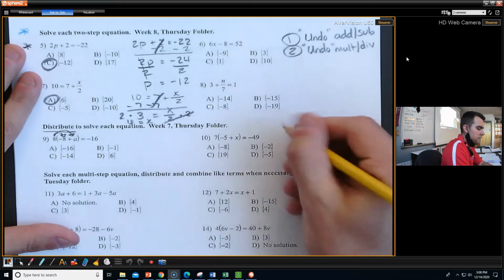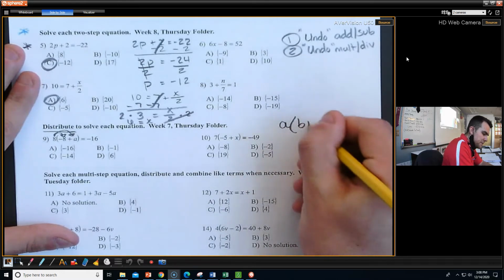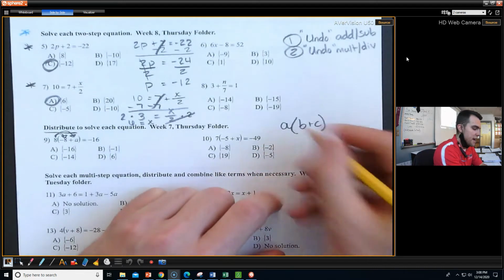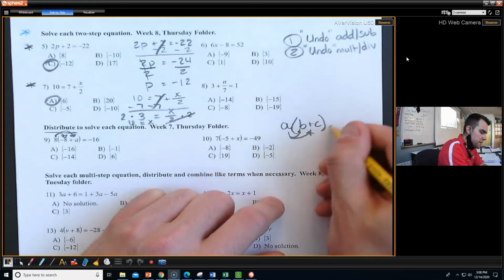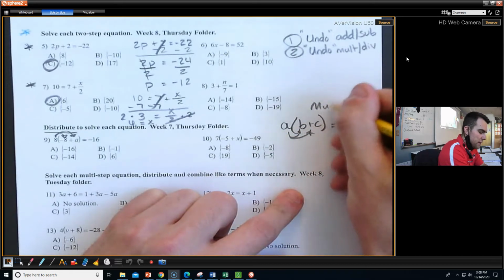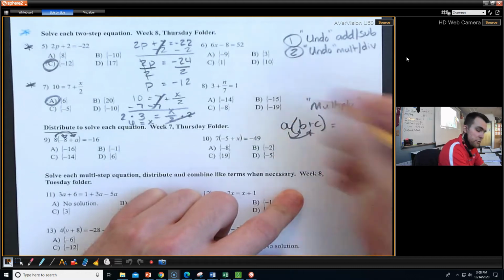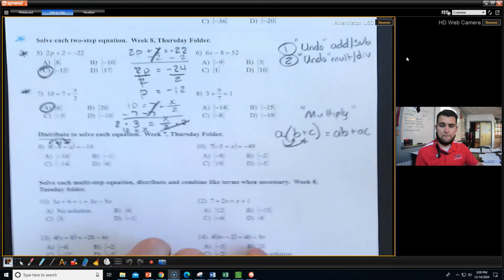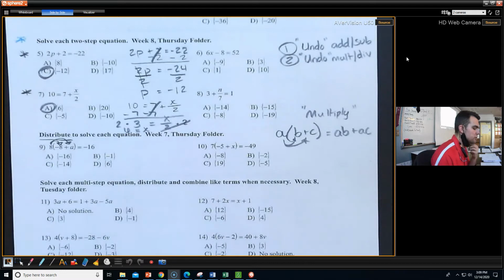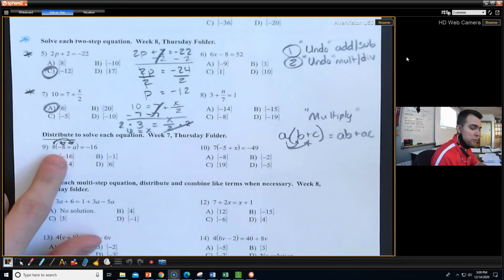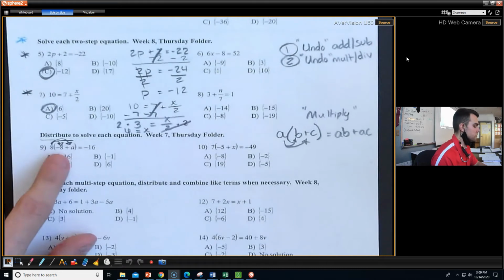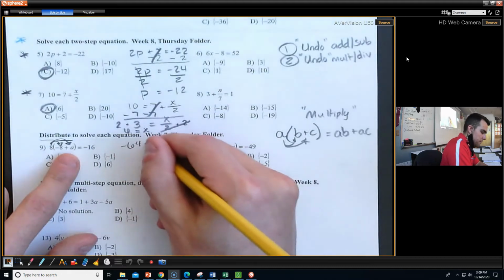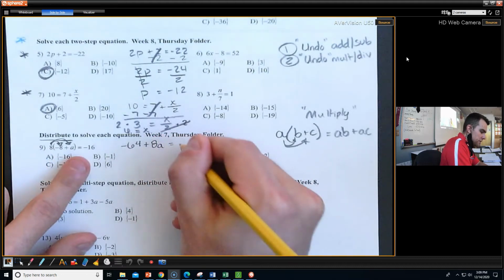If you want to write this off to the side as a rule, it's like this. If I have a number on the outside of parentheses, I can distribute the A to the B plus C. And when I say distribute, I mean multiply. So we're going to get A times B plus A times C. We have done it before, so we're going to use it again for number 9. If I distribute this, I have 8 times negative 8, which is negative 64. And then I have 8 times a, which is plus 8a, and that equals negative 16.